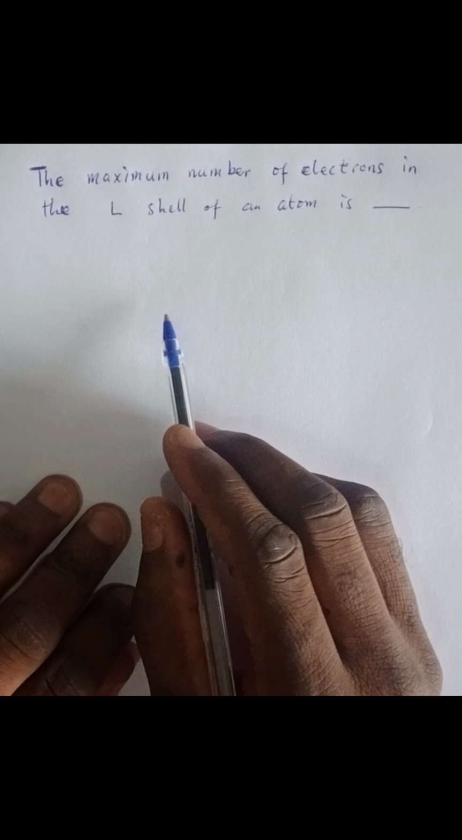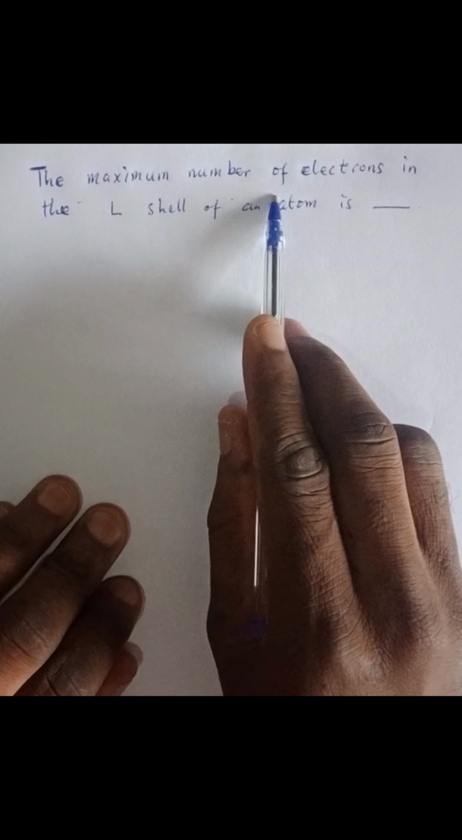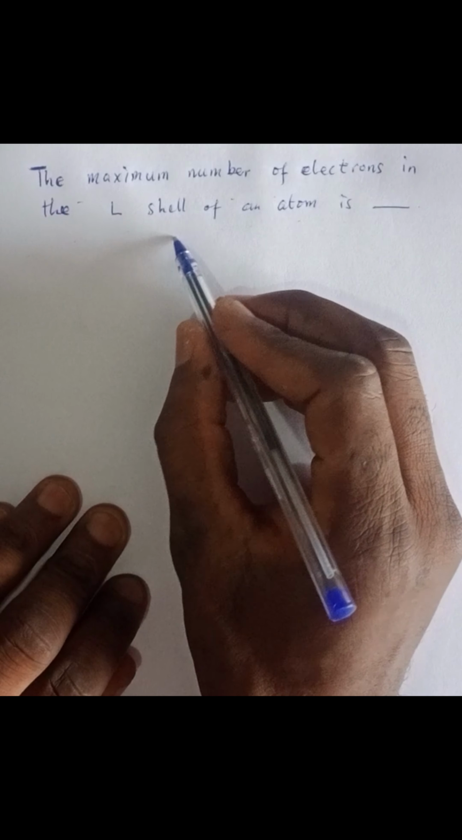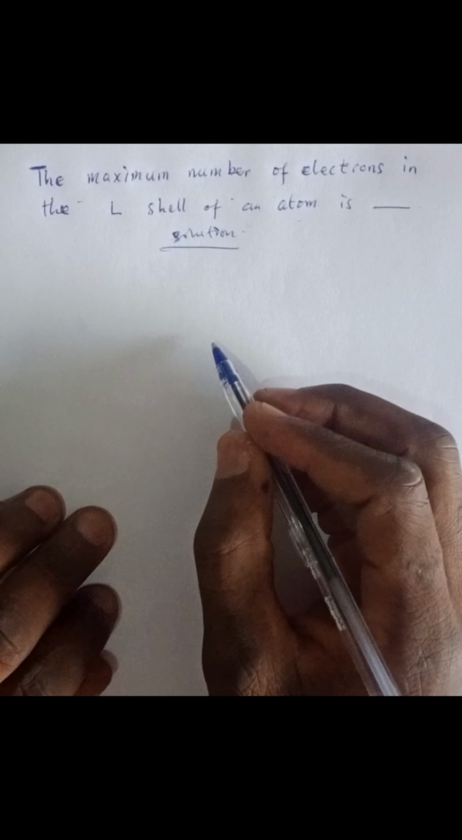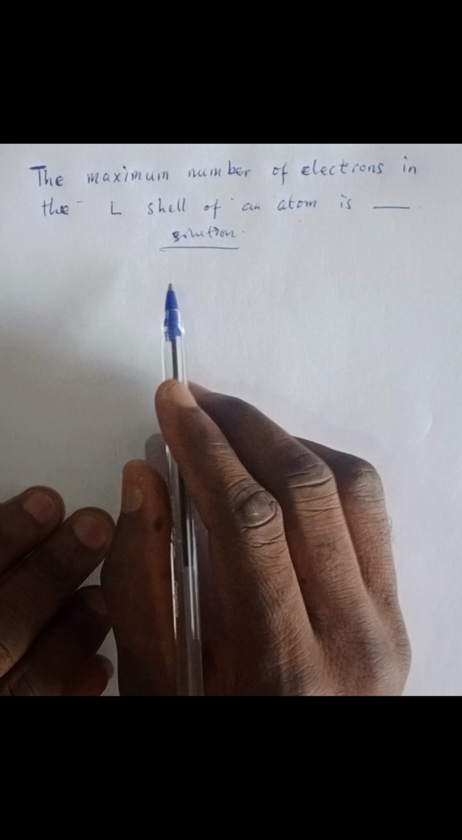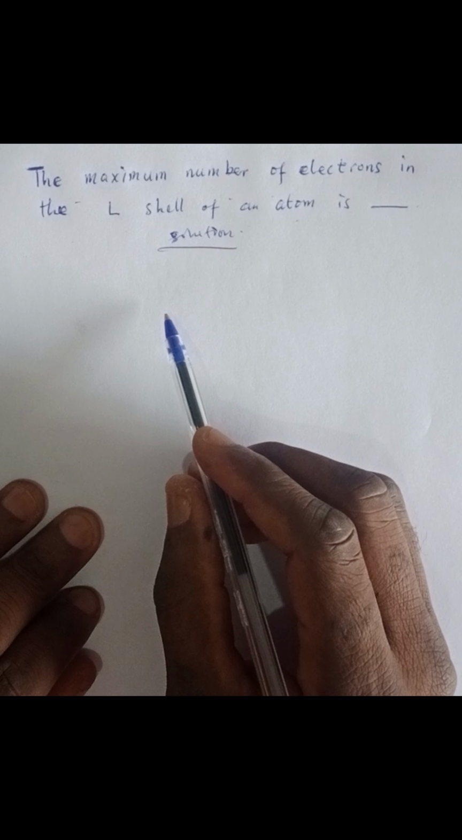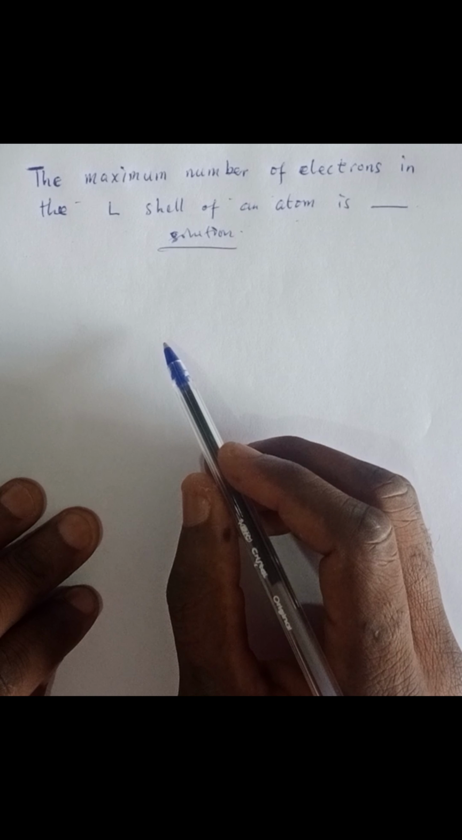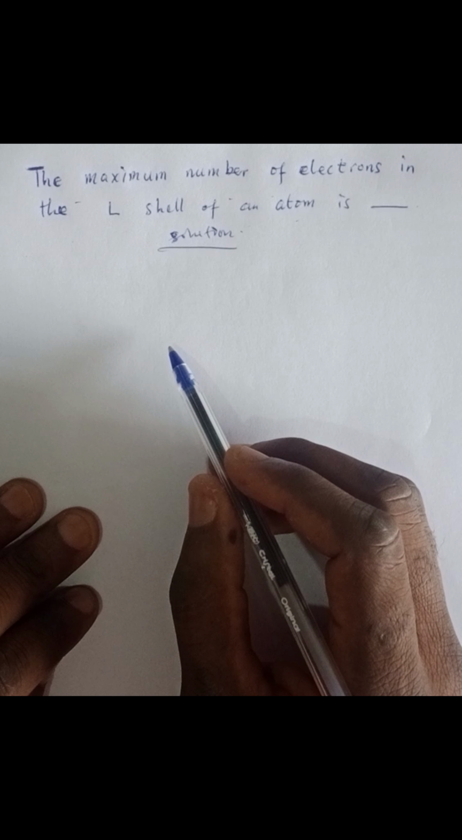Here is another question. The question says the maximum number of electrons in the L shell of an atom is what? Alright, so let's look at the solution to this problem. Now, we have been given a particular shell, which is the L shell. What does that mean? Shells are where electrons are found revolving around the nucleus.